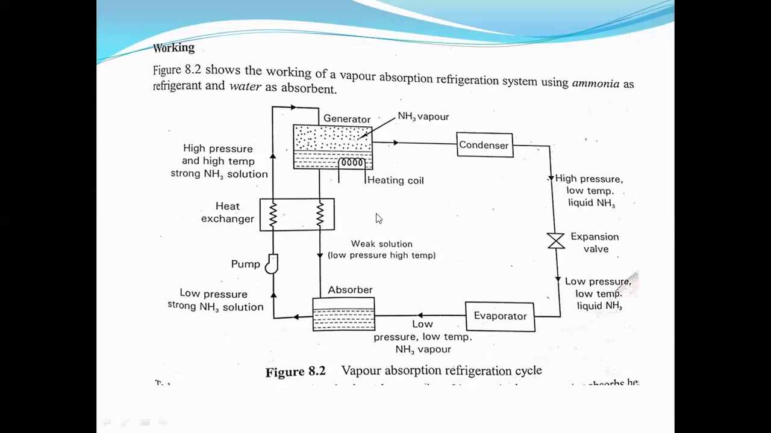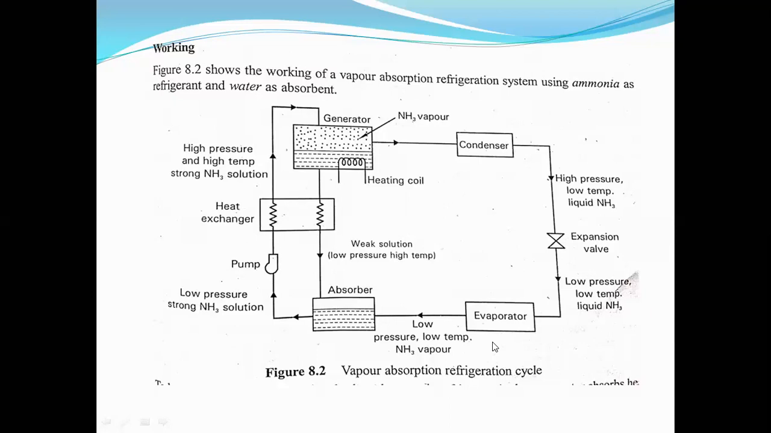Refrigerant and absorbent are used in the vapor absorption refrigeration system. Why the name absorption? Because we have a part called the absorber. Vapor compression means we have a compressor in VCR; we have an absorber in VAR. So these are the parts. I'll repeat once again: it consists of the evaporator, absorber, heat exchanger, generator, condenser, and expansion valve.